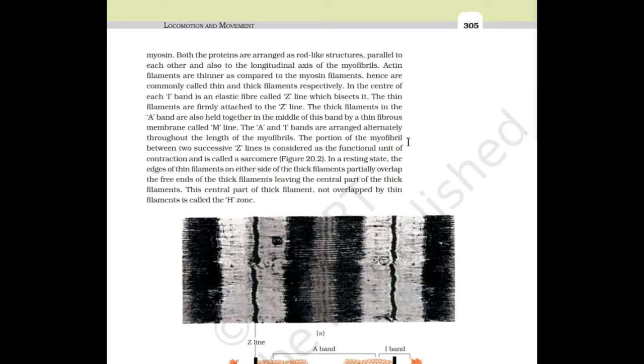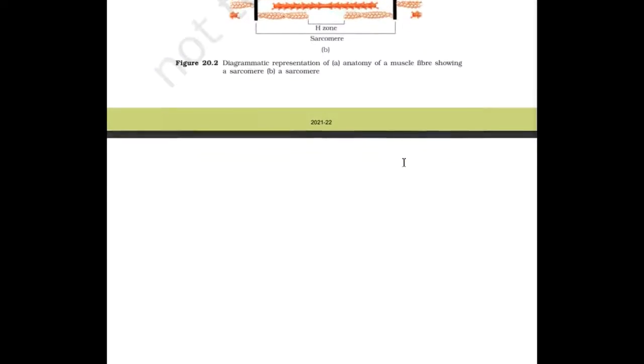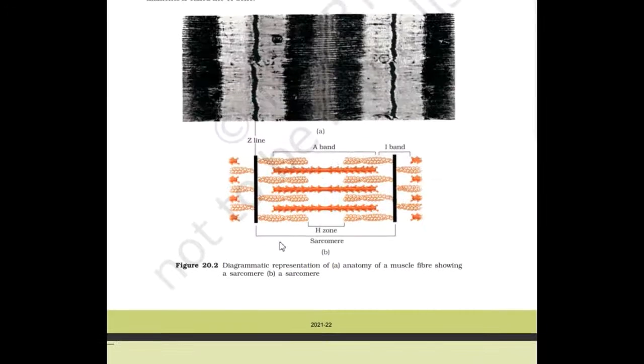The portion of the myofibril between two successive Z lines is considered the functional unit of contraction and is called the sarcomere. Figure 20.2 represents a sarcomere, which contains an I band, A band and a Z line. This complete structure is called a sarcomere.